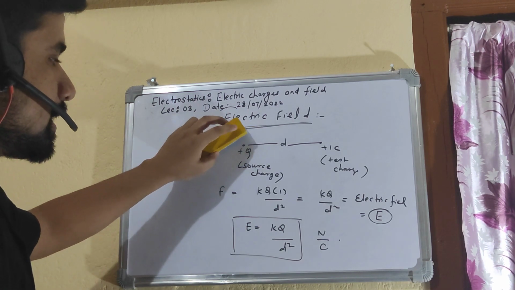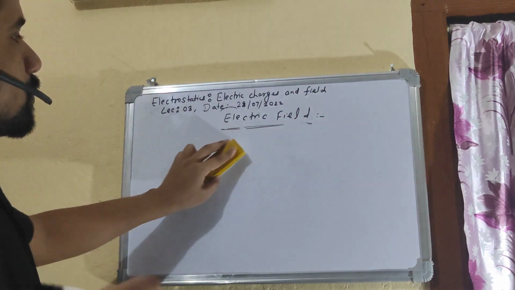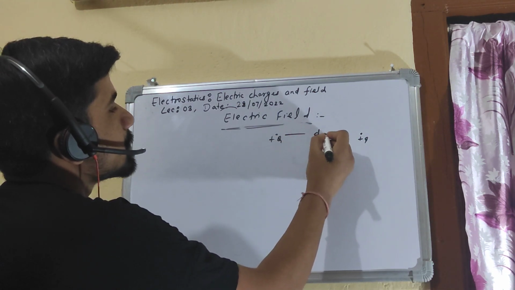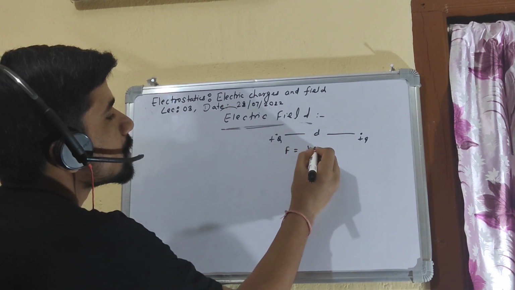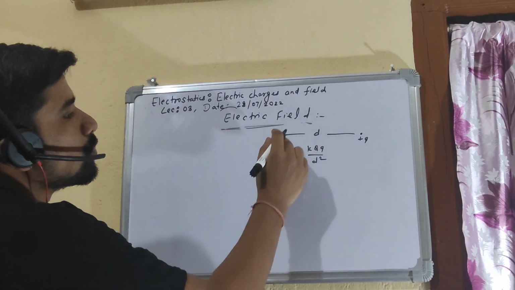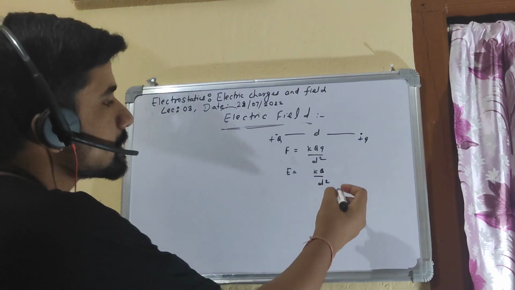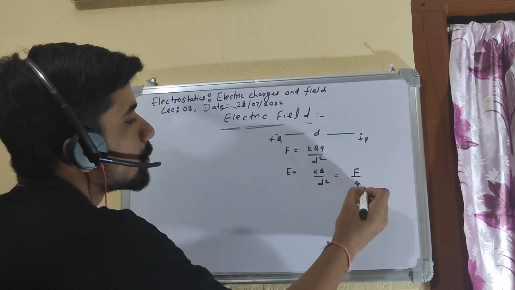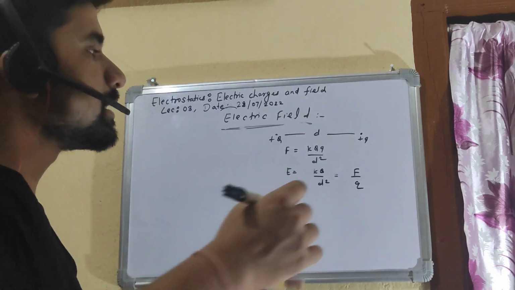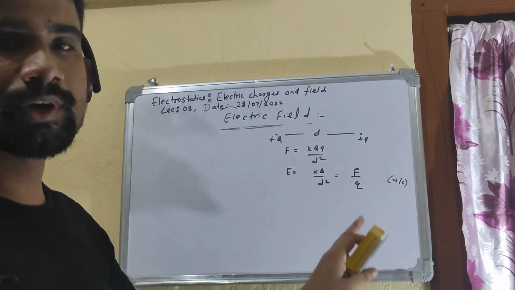Let's define E in some other terms as well. Suppose there are two charges, plus q and small q, separated by a distance. So the force between these two charges is kq by d square. The field of q at the point d is given by kq by d square, which you can say is equal to F by small q. So field is nothing but force per unit test charge, and hence its unit is Newton per Coulomb. So electric field is the force acting per unit test charge.